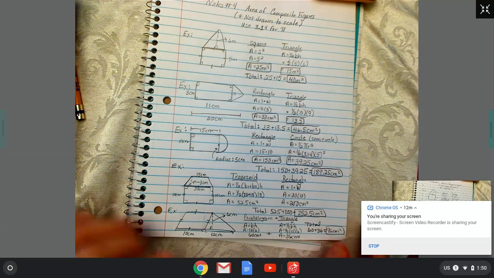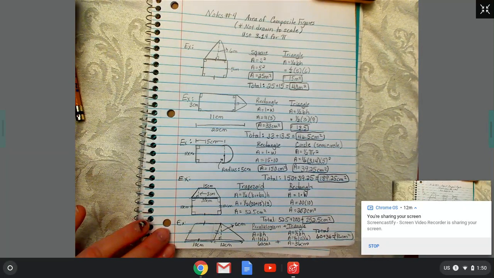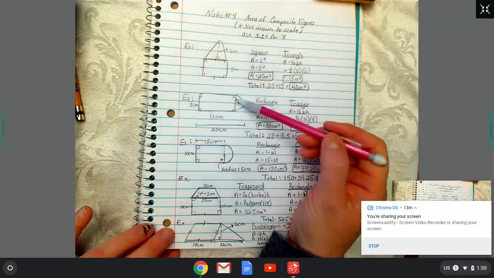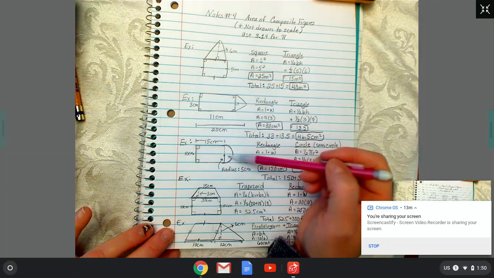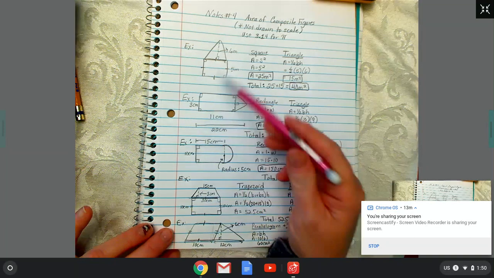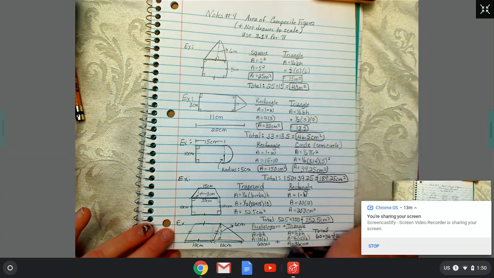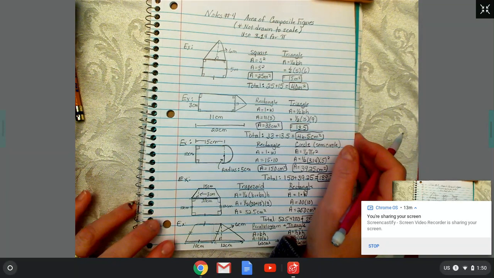Okay, that wraps up our notes today, guys. Notes number 4. I've given you several different shapes. A lot of times if they're presented to you in the book, you might have to draw these little lines that separate it into two shapes. Figure out what your two shapes are. Because I presented them to you in notes, we kind of knew as I was drawing what the two shapes were. So this concludes notes 4.